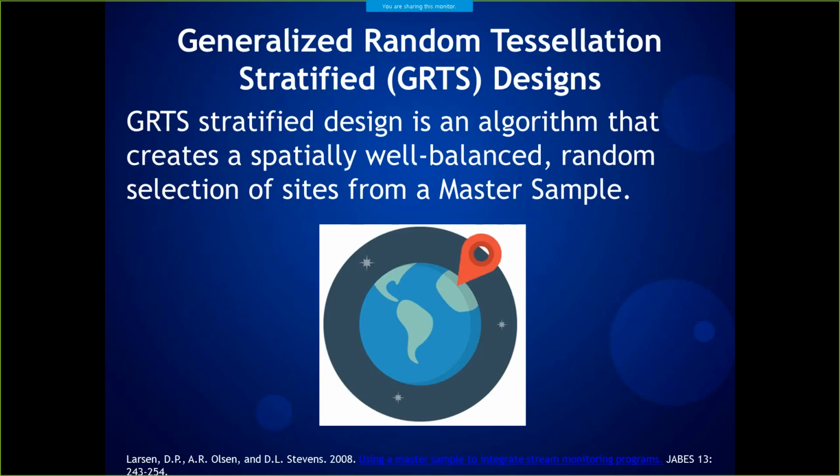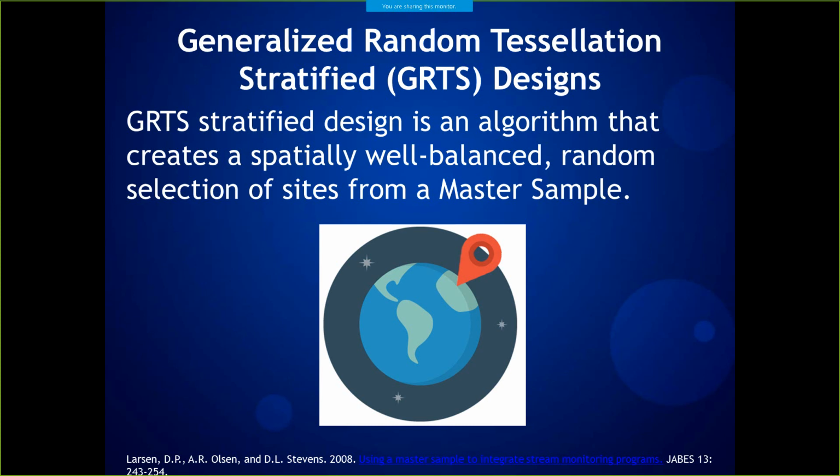So what they've done is they've applied the GRTS, generalized random tessellation stratified, algorithm to a master sample. What GRTS does is it's an algorithm that stratifies sites so you can get a spatially balanced random selection of sites from your master sample. So again, this is described in the Stevens et al. paper, and you can see the details there. But the idea is basically you have this full population of sites.